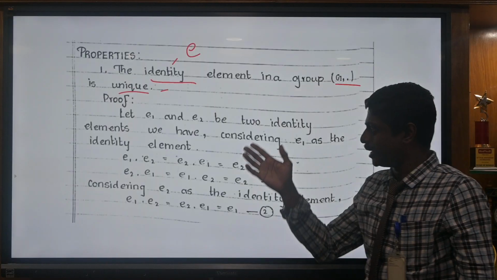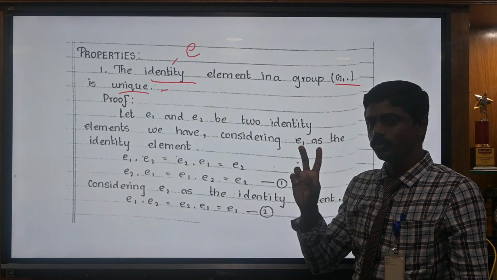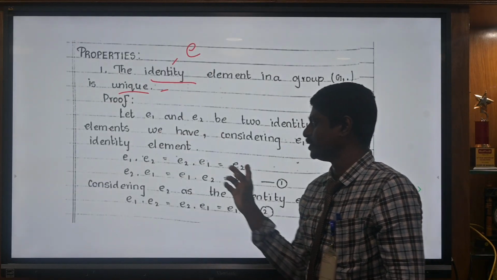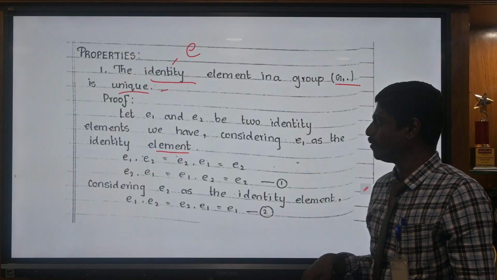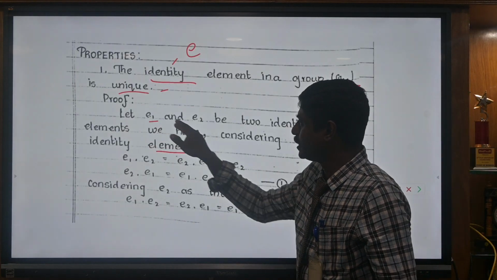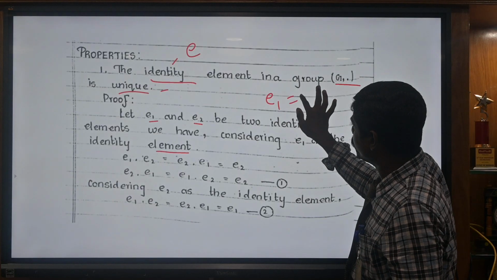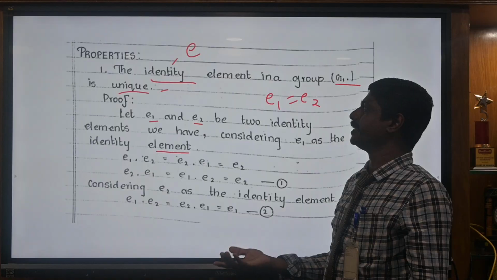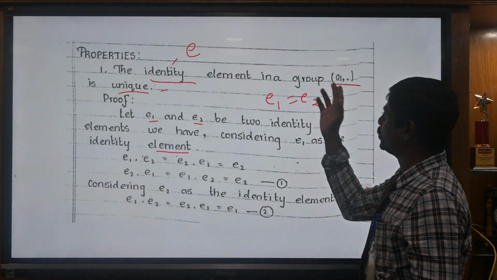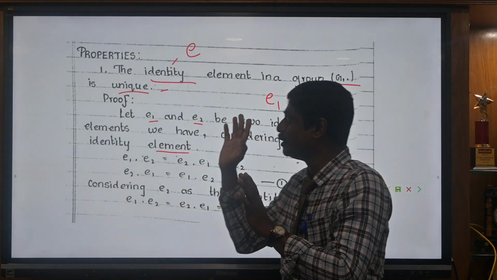So let us prove how. Let E1, E2 be two identity elements. I consider two identity elements. One is E1, another one is E2. We have considered E1 as the identity element. What do we plan? I consider two identity elements, and at the end of the steps, what will happen now? E1 equal to E2. Both are the same only. Then I conclude whatever identity element taken from G is always equal to the other. So we have only one identity element. This is the idea of the problem.